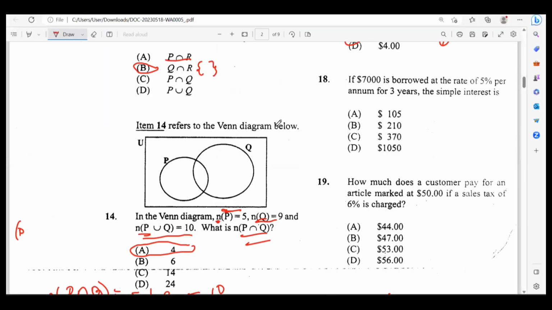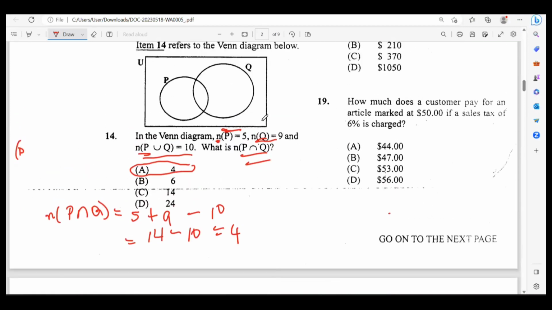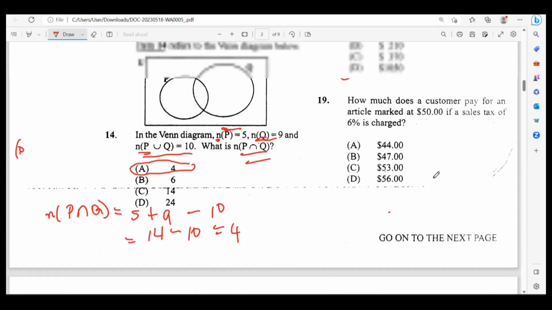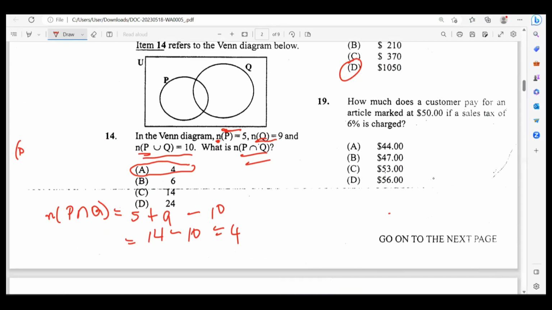All right, so here we go. Where am I? We're at number 18. Let's see what number 18 says. No, we just did 18. So I'm thinking we're going to 19. Let's take a look at 19. How much does a customer pay for an article marked at $50 if a sales tax of 6% is charged?